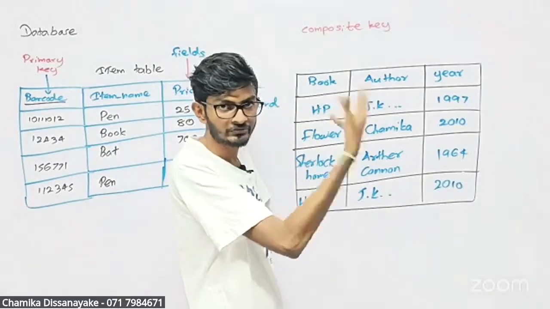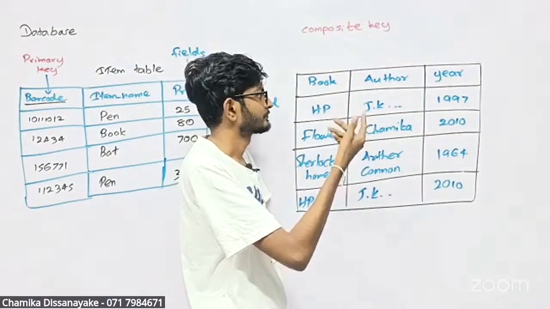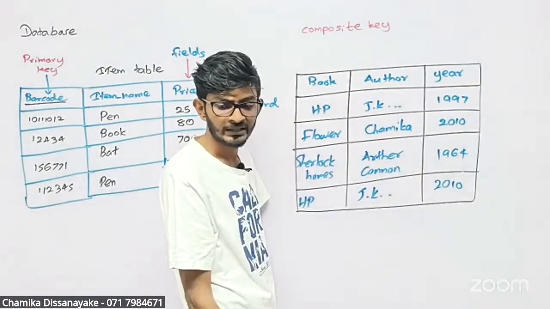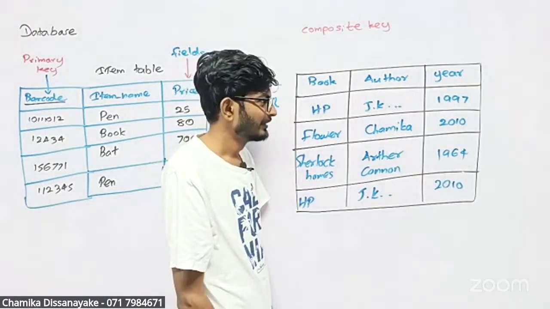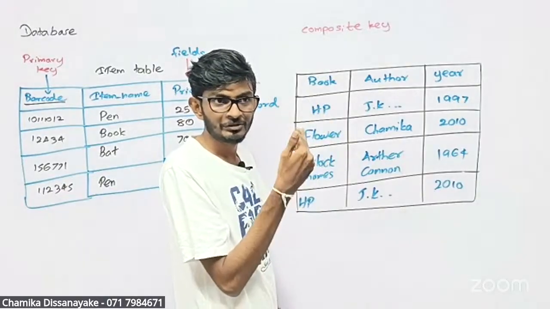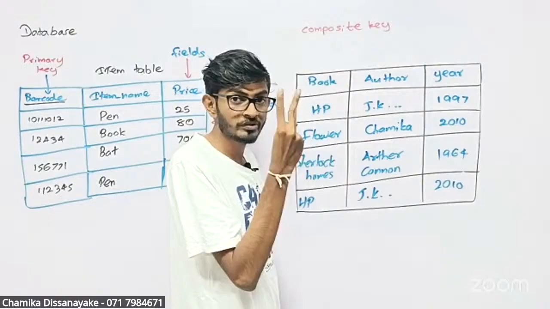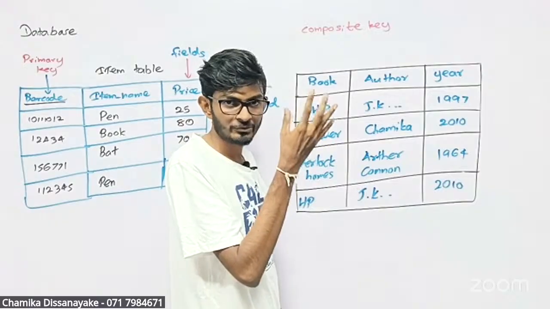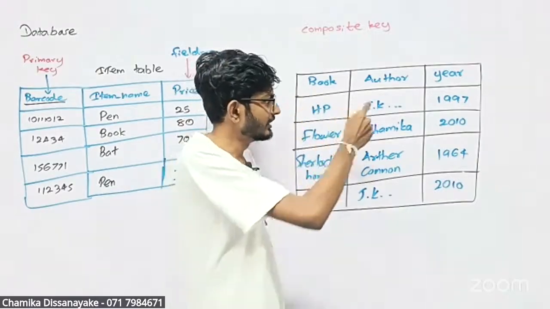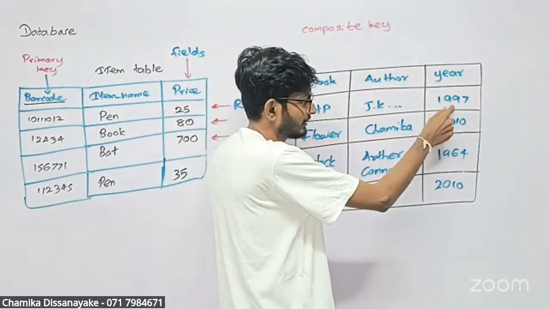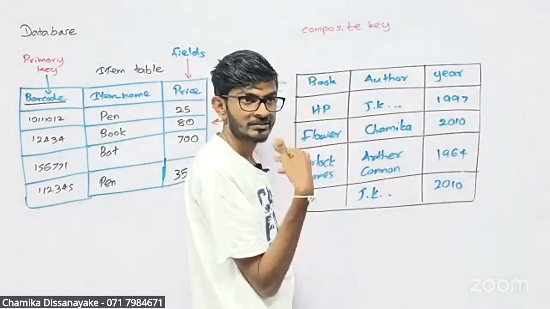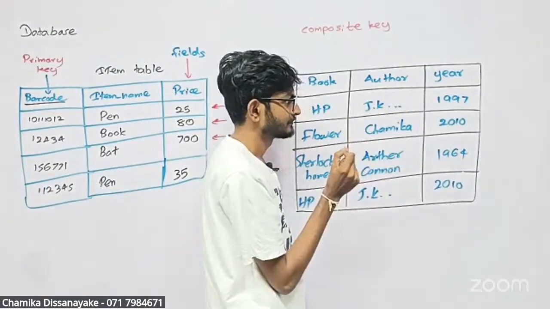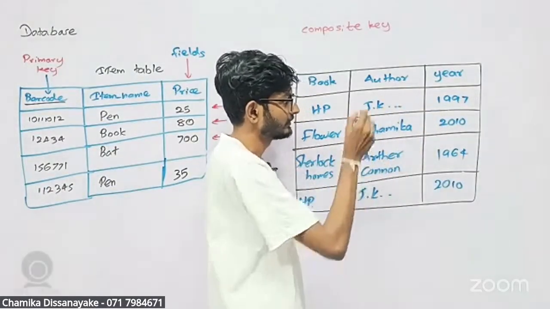So let's check with another combination. We are going to use these two, author and year. Let's see author and year. So then you have to think: the same author can publish two books in the same year, no? It may happen. In January he's going to publish one book. J.K. Rowling publishes in January 1997, and she's going to publish another book in December 1997. So that means J.K. Rowling, 1997 and J.K. Rowling, 1997 duplicate.